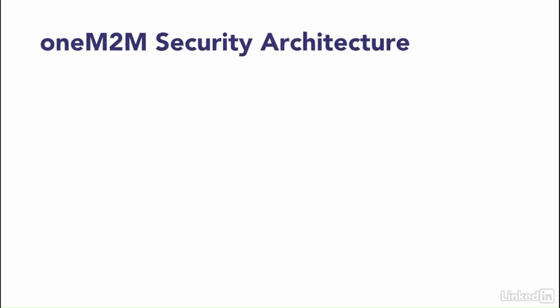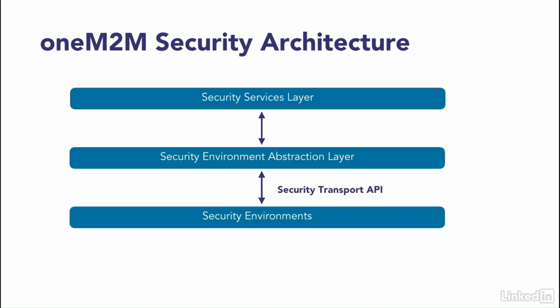The high-level security services utilized by oneM2M applications are from the security services layer, where these services can utilize the security-related APIs provided by lower-level modular security functions. This architecture allows the involvement and changes in specific features to be decoupled from the high-level security functions. The security environment abstraction layer provides access to the secure environments via security transport APIs, and the layer can be accessed from the security services layer.